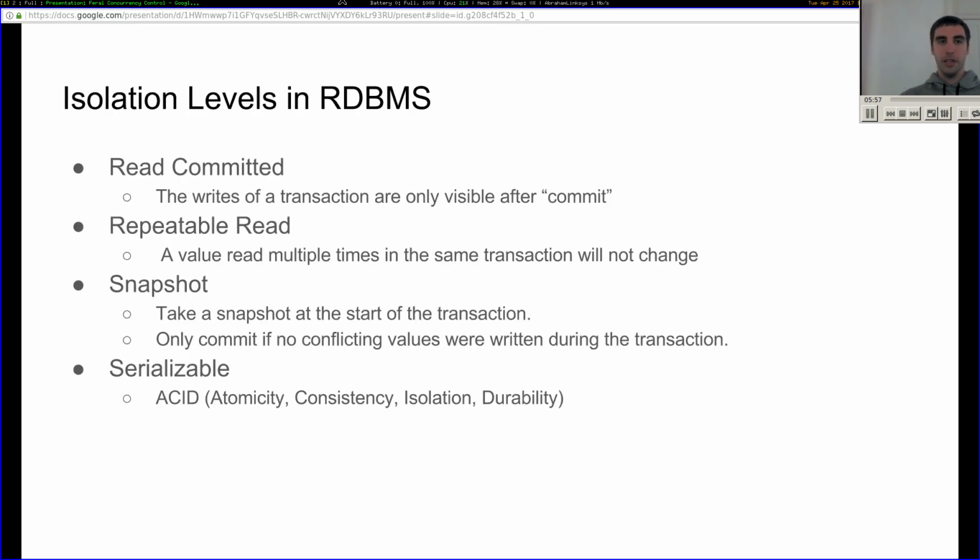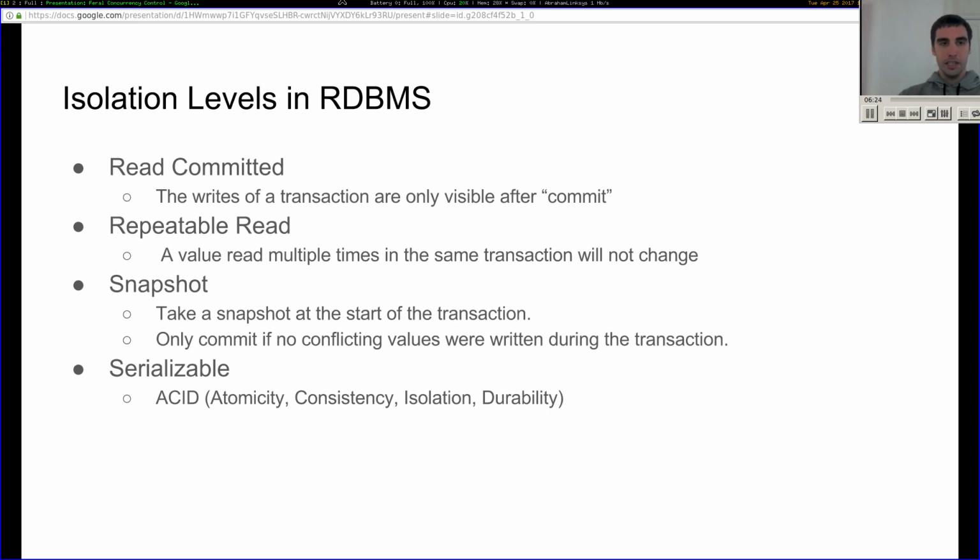So for relational databases, I said there were those different isolation levels. Here's just an overview of some possible isolation levels. Starting at the weaker end, there's read committed, which just means if you're running a transaction, that transaction will not see writes from other transactions unless those transactions have already committed. So that's definitely something that you want.